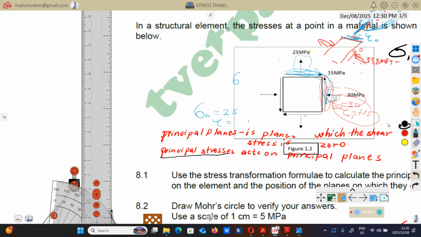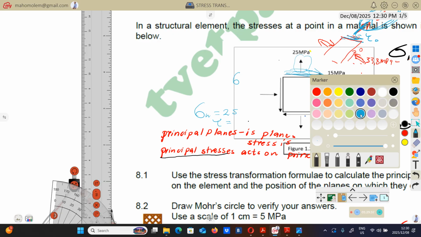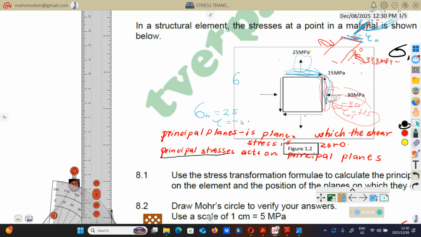Then you are going to have negative 15 MPa. So shear stress will be the same. Shear stress here, here, here will be 15. It's just that they differ with direction. So at some point it will be negative, at some point it will be positive. But normal stress, you can see they don't have to be the same, 25 and 30. But shear stress will be the same.